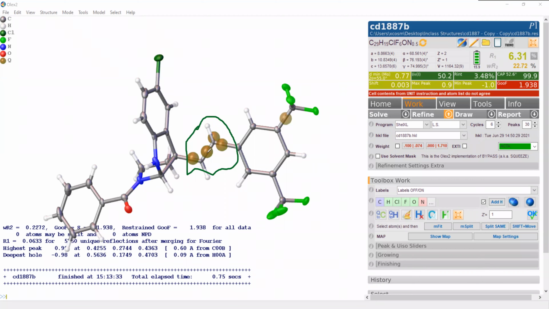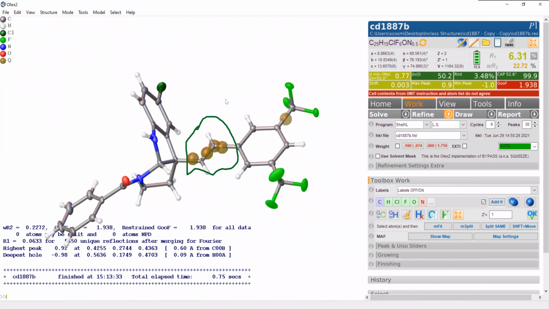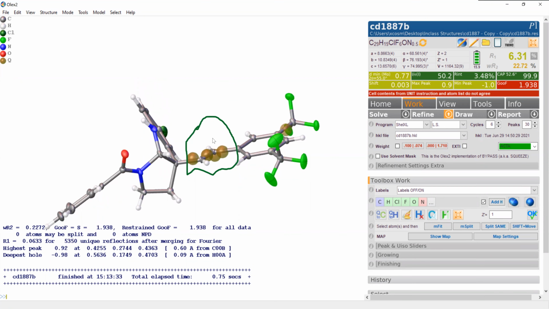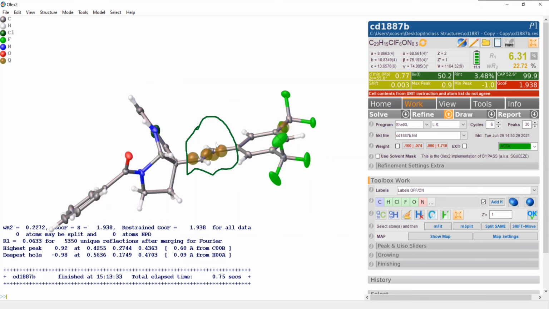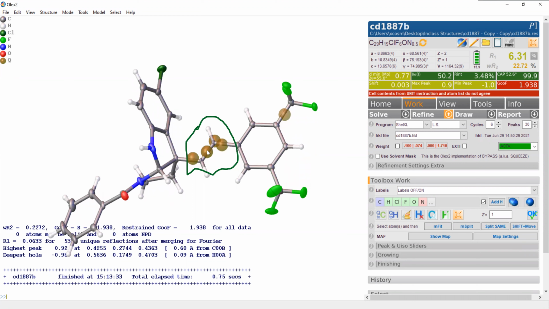The 4 highest Q peaks that remain show up in this region here. And if we look at the atom sites here, the ellipsoids look a little bit small compared to the neighboring ellipsoids. And there's also some unmodeled electron density still about these 2 atomic positions.